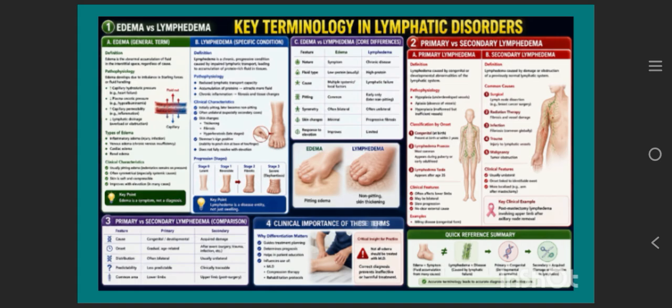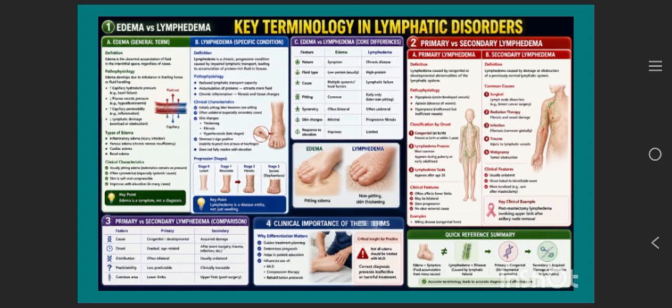What is the definition of lymphedema? Lymphedema is a chronic progressive condition caused by impaired lymphatic transport leading to accumulation of protein-rich fluid in tissues. What is the pathophysiology of lymphedema? Firstly, reduced lymphatic transport capacity. Secondly, accumulation of proteins attracts more fluid. Thirdly, chronic inflammation causes fibrosis and tissue changes.